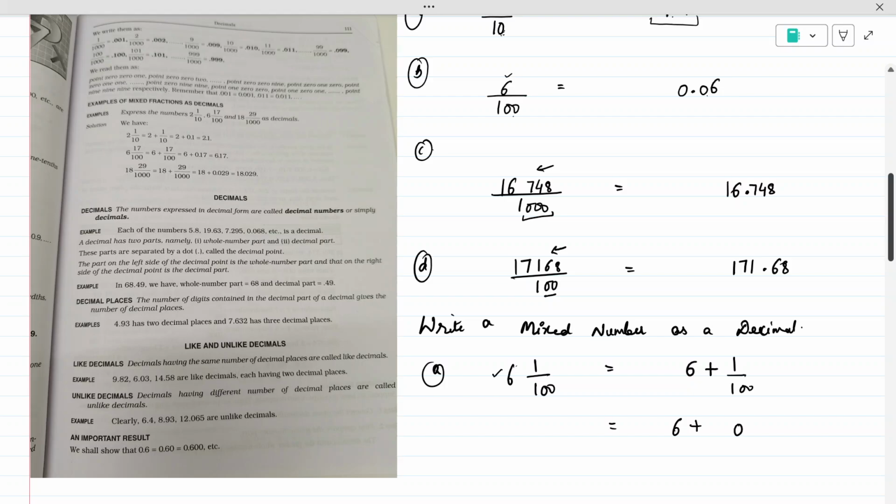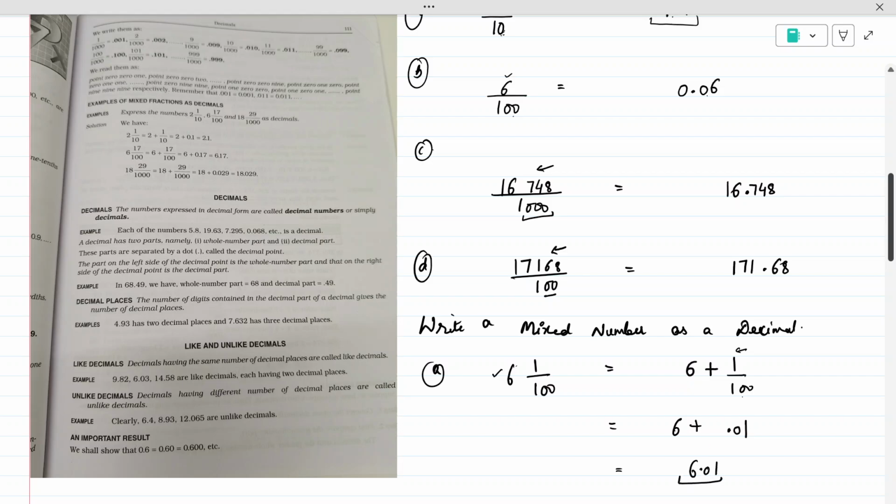How? Starting, we have two zeros in the denominator. Starting from the right, we will write down 1 here and then 1 0, because we do not have enough numbers to cover the other 0. So we are writing 0 1 and then a dot. Okay, so this is how we can write down 1 by 100. It is 0.01. And then what we have to do, just add these two. 6 plus 0.01 will give us 6.01.